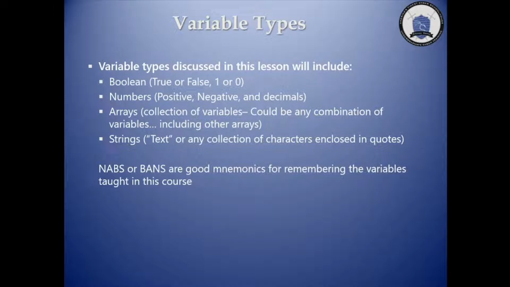The first one is the most simple, Boolean. This is just true or false. This doesn't have to store much. It is only 1 or 0, true or false. So again, that's the most simple one.